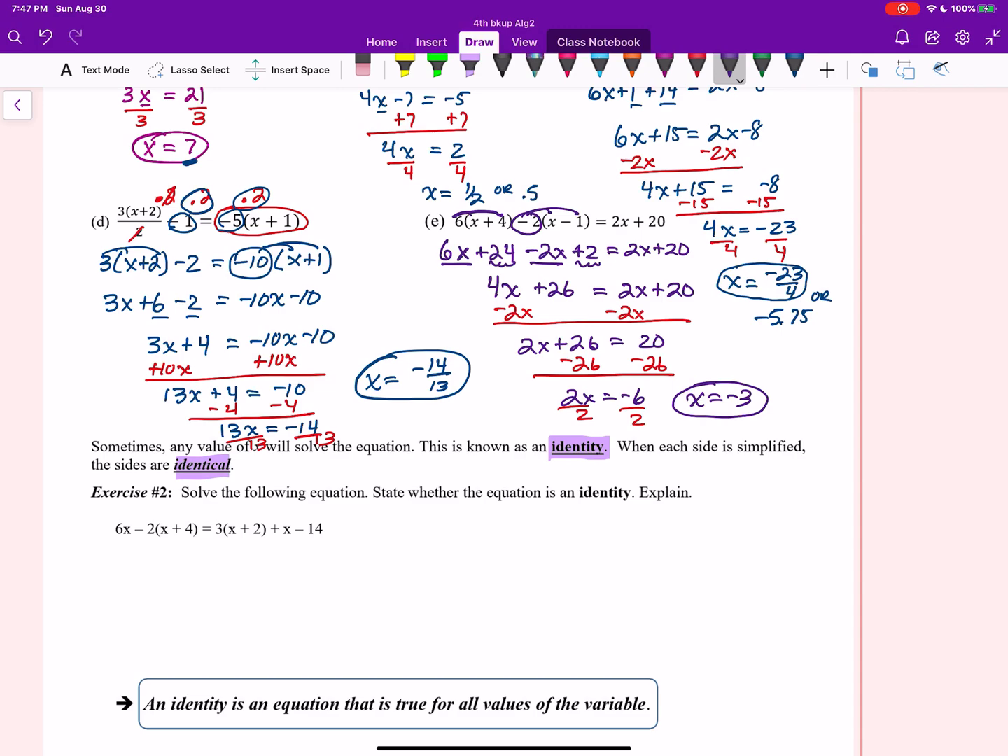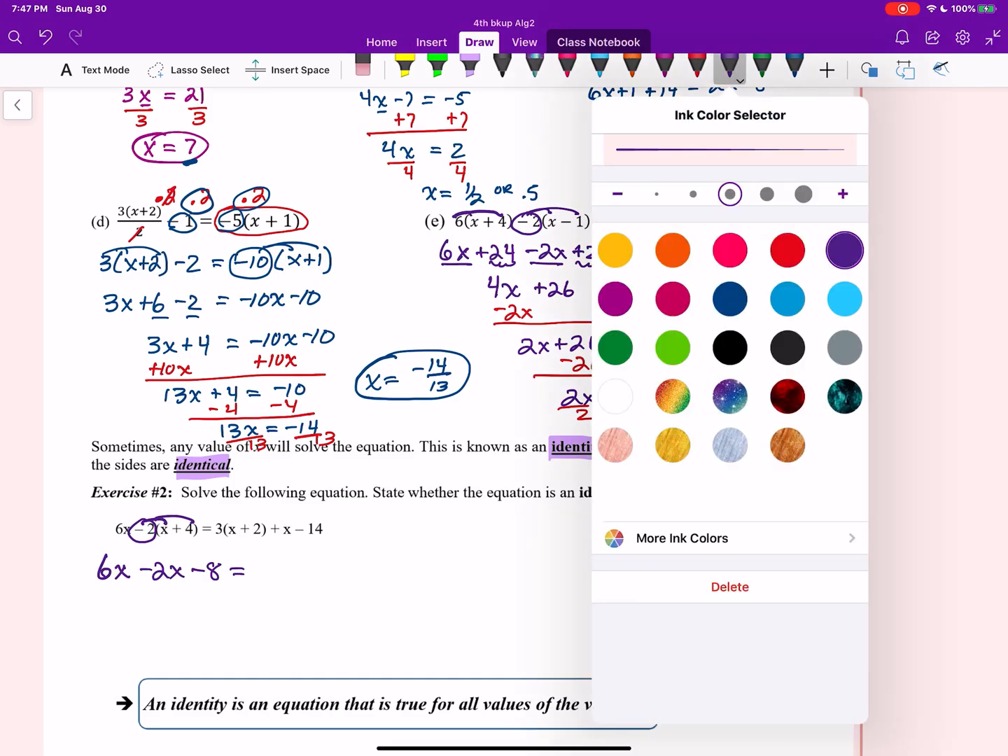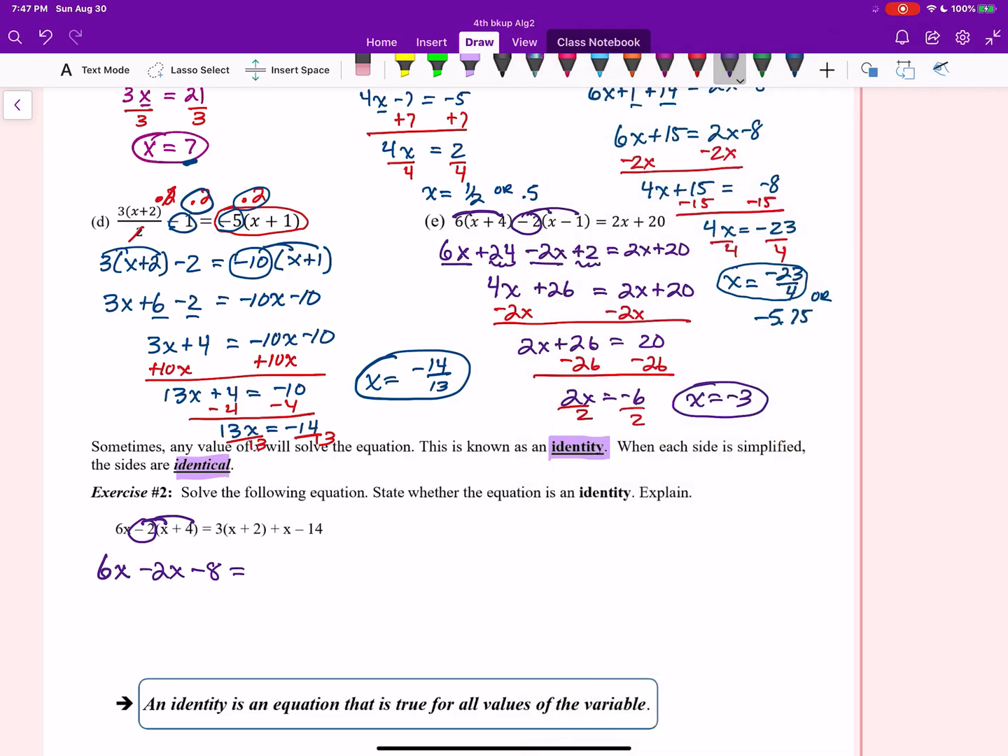Okay, so to solve this equation, we simplify the left-hand side by taking the -2 and distributing it over our parentheses. So 6x minus 2x minus 8 equals, on the right-hand side, we need to simplify. Three times x is 3x. 3 times +2 is +6. Bring down the plus x, minus 14.